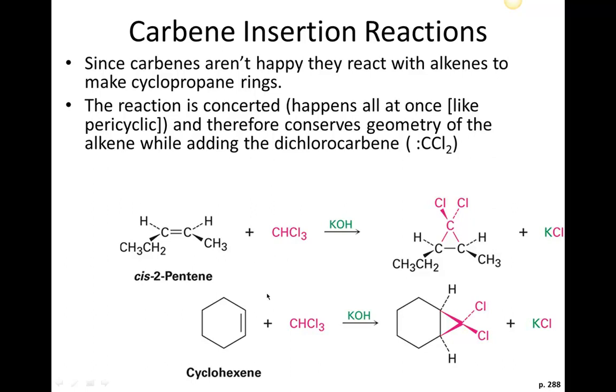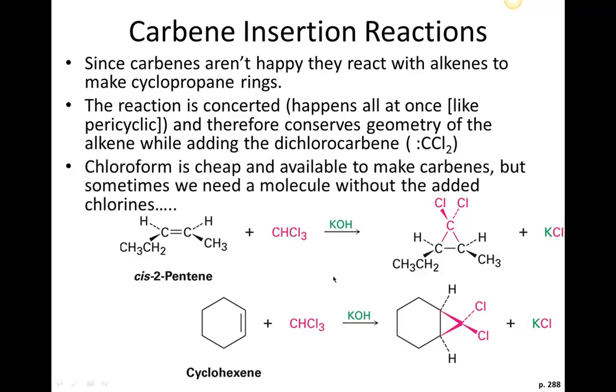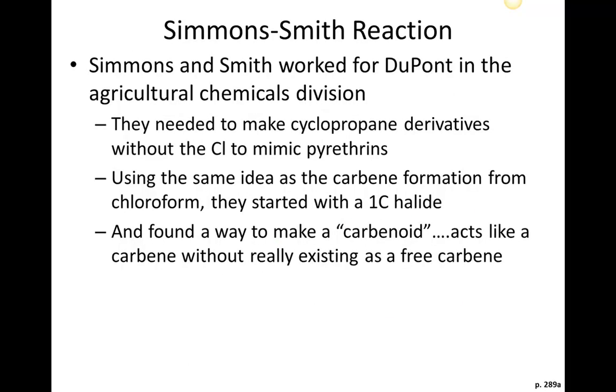And here's another reaction. We're just going to put that extra carbon in here and make this dihalogenated cyclopropane ring. Alright, so there were these guys that were told that they wanted to work on this, making these little 3-membered rings to make some agricultural products. And they worked for DuPont, and their names were Simmons and Smith.